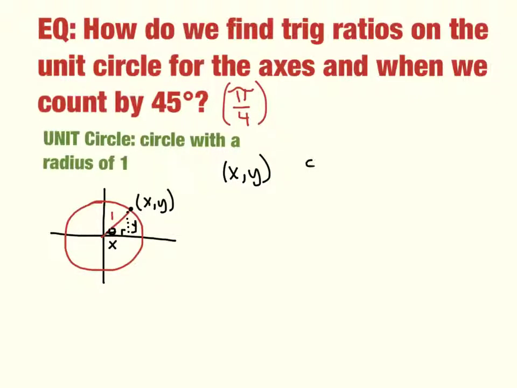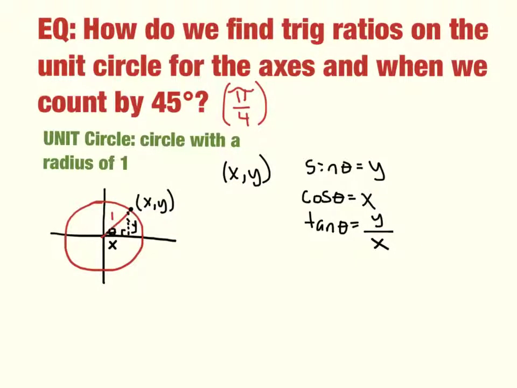First, let's think, what's the sine of theta? Well, the sine of this theta would be the opposite over the hypotenuse, so y over 1. Well, y over 1 is just y. The cosine of theta would be the adjacent side over the hypotenuse, so x over 1 is x. And the tangent would be the opposite, the y, over the adjacent x.